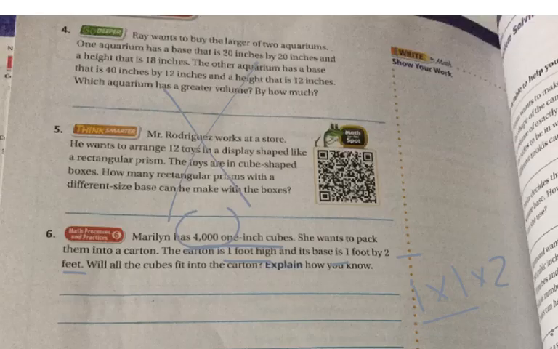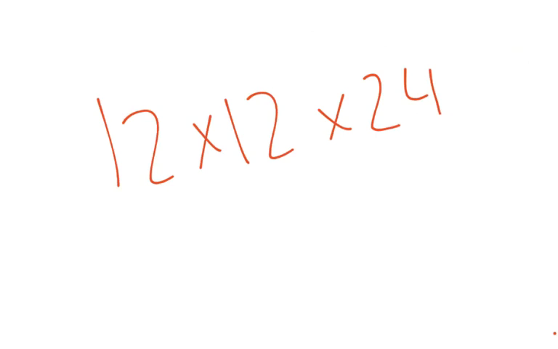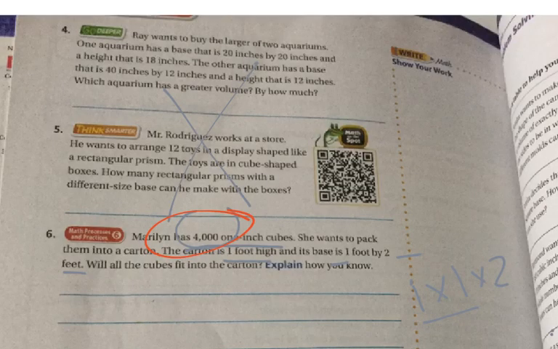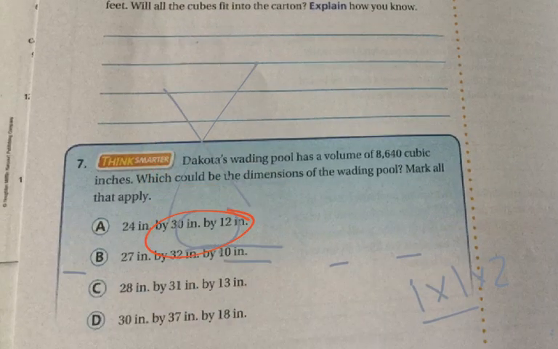But I have 4,000 inch cubes, so there's not going to be enough room. So the volume of the cubes is 4,000 cubic inches. The volume of the carton is only 3,456 cubic inches, so therefore they do not have enough room. Sorry about that question. I got myself confused. Okay, the next one.